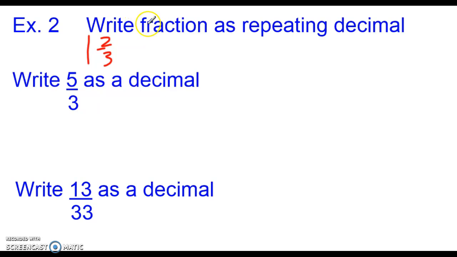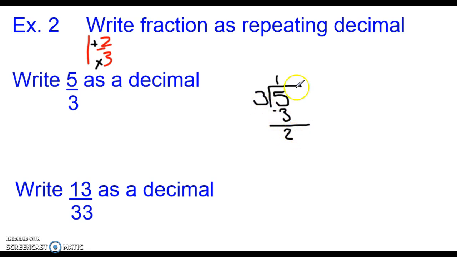Okay, so write 1 2/3, the fraction, as a repeating decimal. So what I did here is I turned this into an improper fraction. I did 3 times 1, which gave me 3, plus 2, which gave me 5, so 5/3. So now I have to go in and out, so my 5 goes on the inside, and my 3 goes on the outside. 3 goes into 5 one time. 1 times 3 equals 3. I subtract, and I get 2.